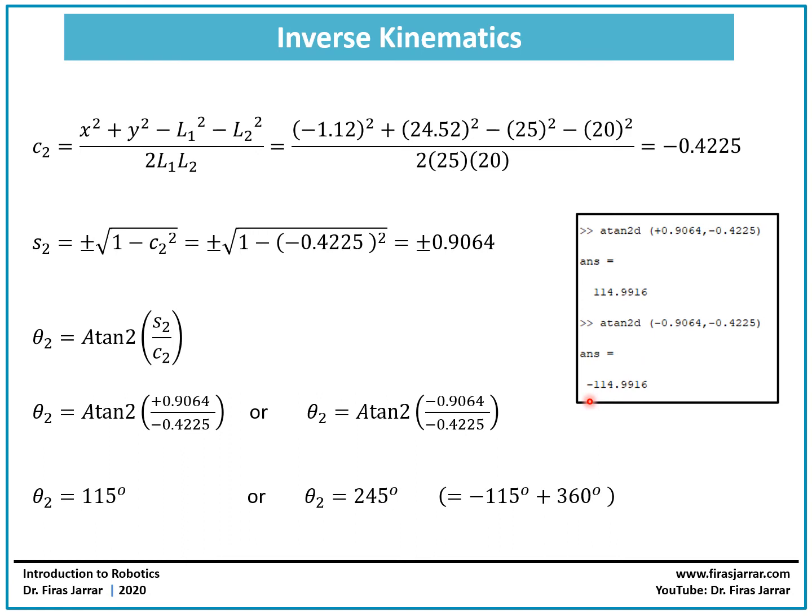Now in MATLAB it gave me minus 115, but this is the same angle, because if you add 360 to it, it's going to be 245. So this one is in the second quadrant, and this is in the third quadrant. So we have two possible values for theta 2.